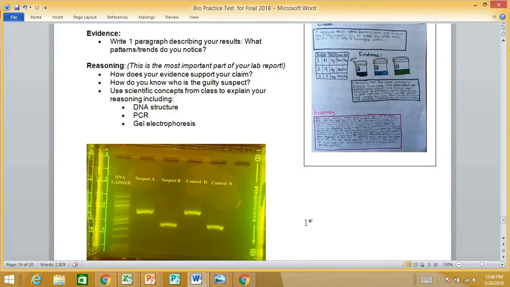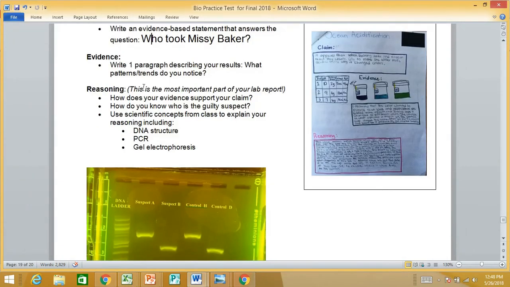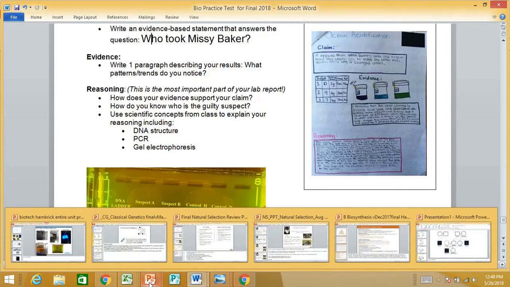And what patterns or trends do you notice? And then if you make the claim, who took her? So who do you think took her? Suspect A or suspect B, or is it unknown? So now how does the evidence in this gel support the claim? Okay. Keep in mind what I showed you about Missy Baker. I'll go to that now.